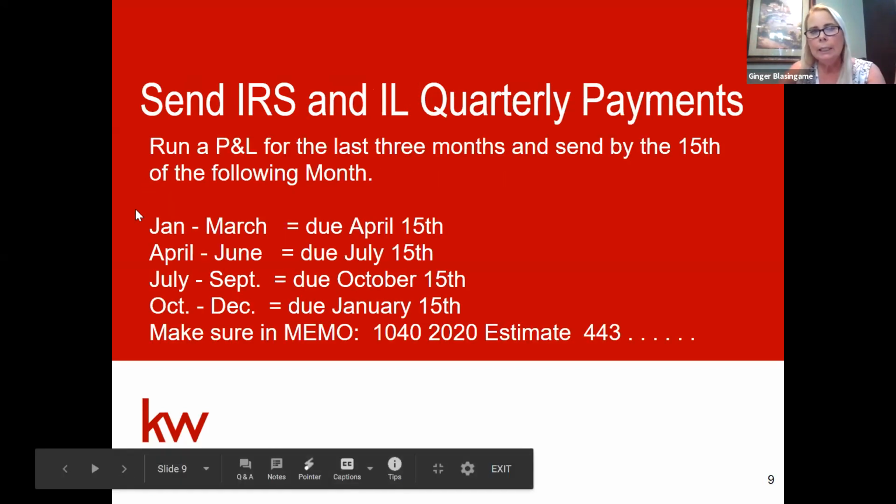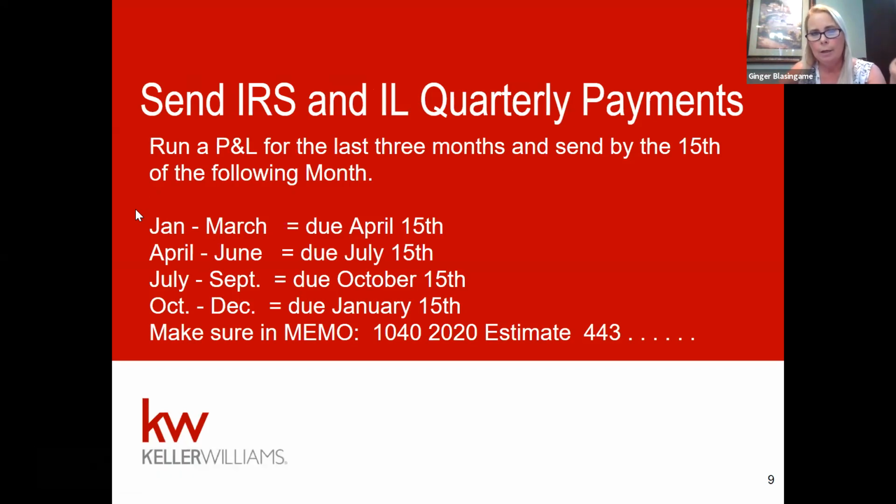So we talked about sending IRS quarterly payments. January through March, your quarterly payment is due April 15th. Here's the list. If you've never sent one in, in the memo of the check you always put 1040, then the year, and then you could put quarterly payment. You always have to put your Social Security number, or whoever is the main filer. If you're a married female, you put your husband's in the memo. Okay, everybody clear on that?